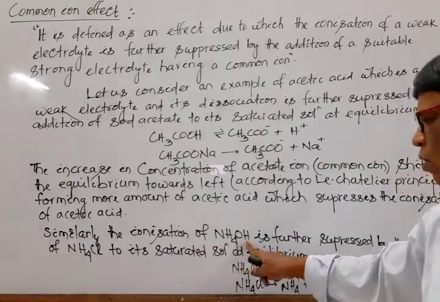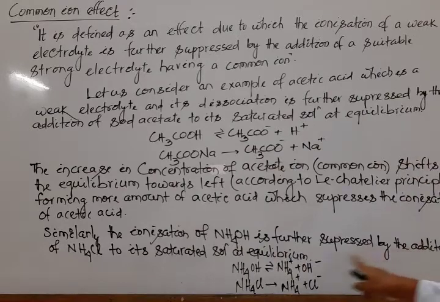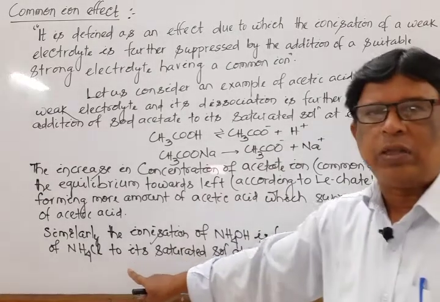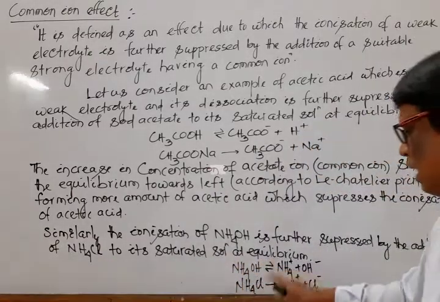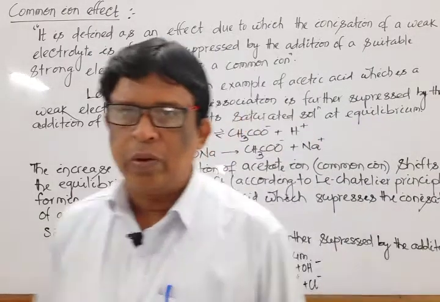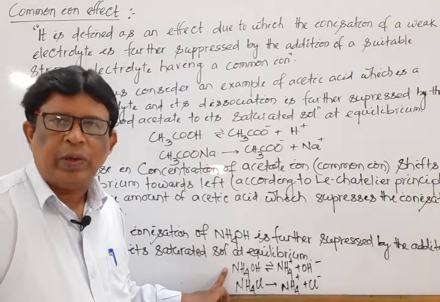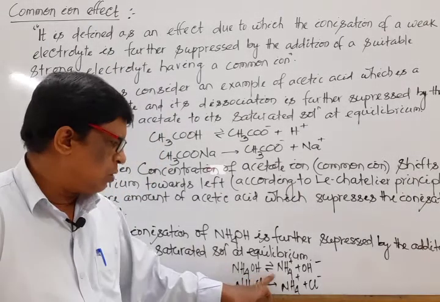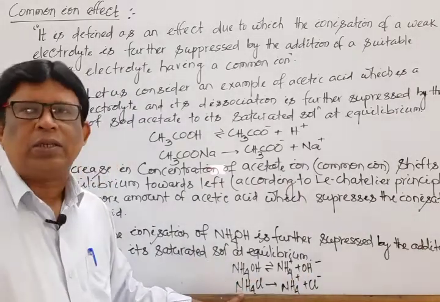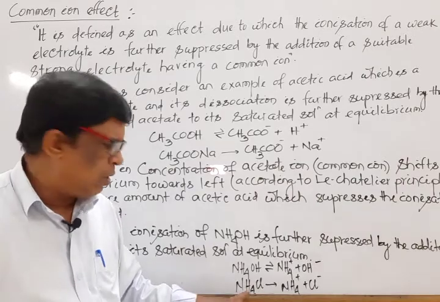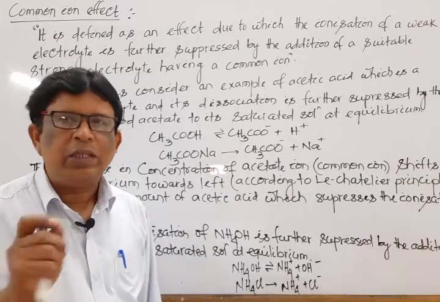The ionization of a weak electrolyte, that is ammonium hydroxide, is further suppressed by the addition of a suitably selected strong electrolyte, that is ammonium chloride, to its saturated solution at equilibrium. Mark the equation. Ammonium hydroxide, as it is the weak electrolyte, is partially ionized to ammonium ion and hydroxide ion, and ammonium chloride, as it is the strong electrolyte, is completely ionized to ammonium ion and chloride ion. Okay, mark that.